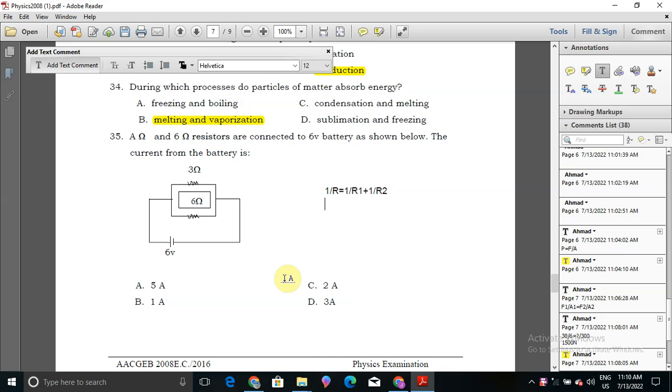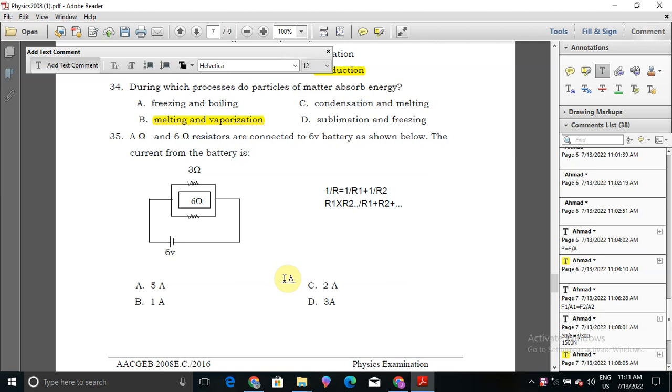And also there is another formula. If there is more than 2 resistances, that can be R1 times R2, and continue also, over R1 plus R2 plus, continue also. There are two formulas for parallel. If the circuit is parallel, we are going to use these two formulas.